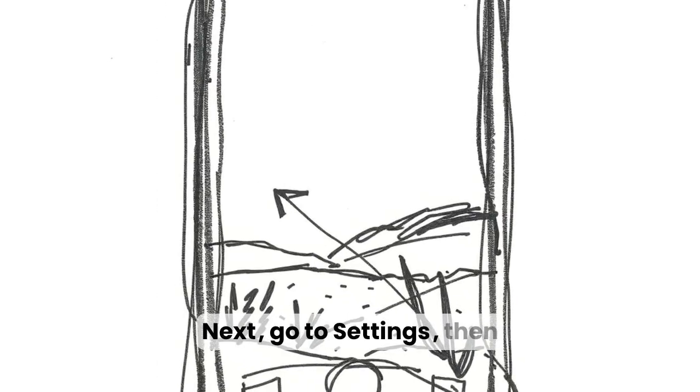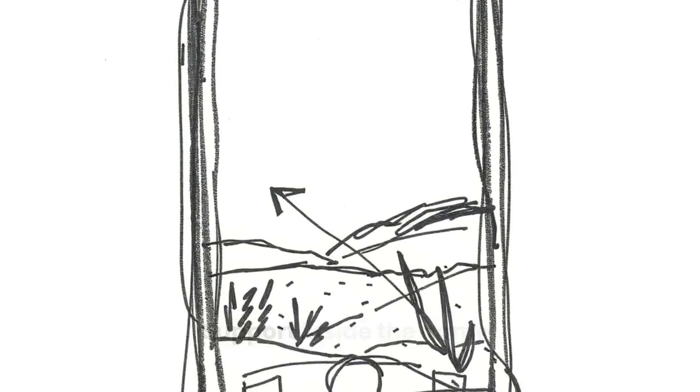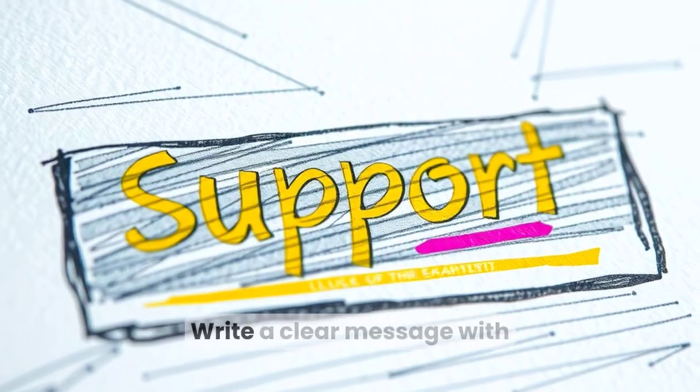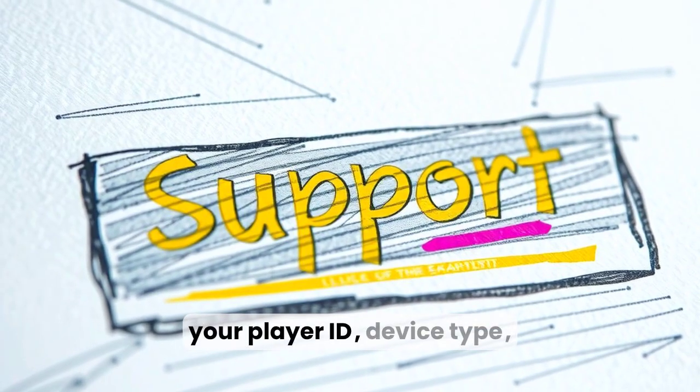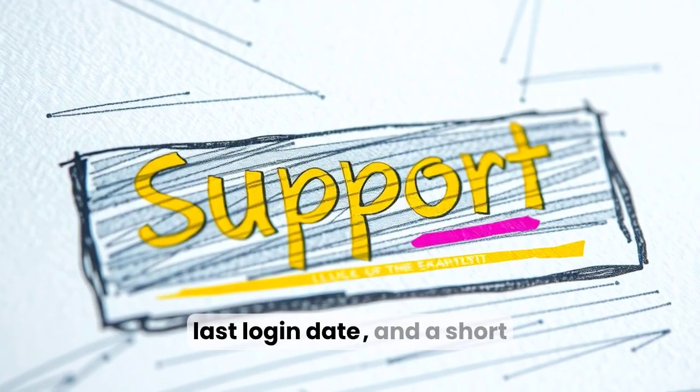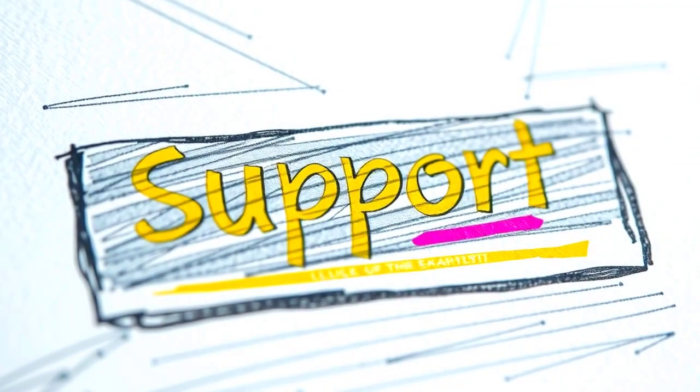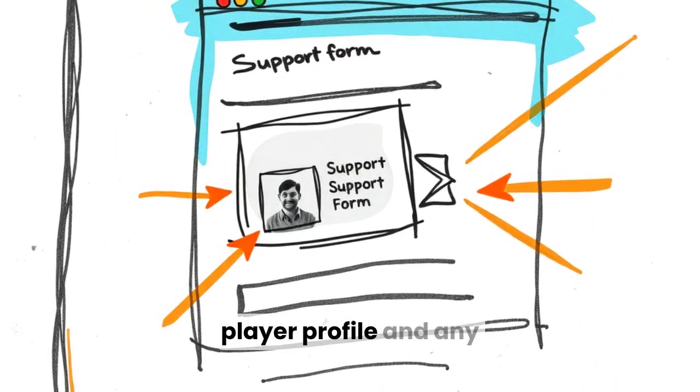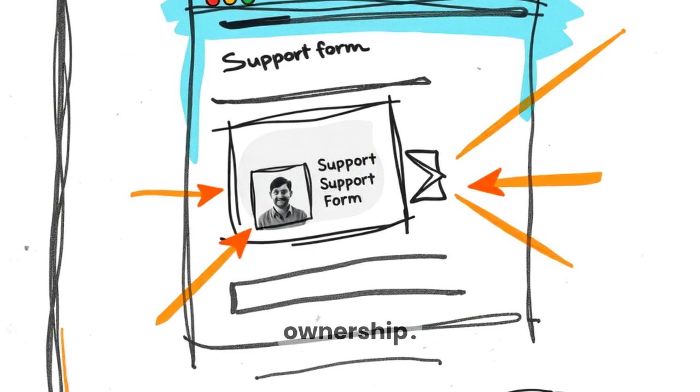Next, go to Settings, then Help, and select Contact Support inside the game. Write a clear message with your player ID, device type, last login date, and a short ownership note. Attach screenshots of your player profile and any purchase receipts to prove ownership.